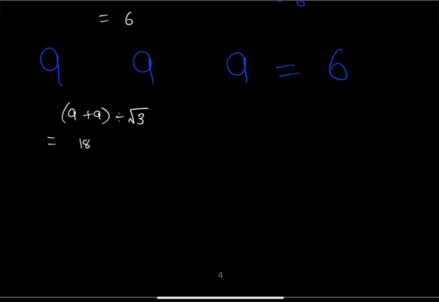Because 9 plus 9 is 18. Oh, yikes. Over here I meant the square root of 9. So 18 divided by the square root of 9, which gives us 3, is 6. So I'll write that once more right over here.